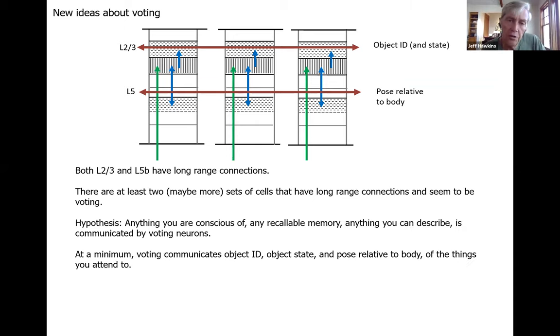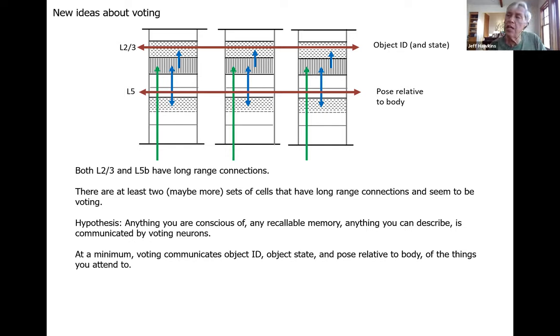And this is really interesting because we've talked about voting in terms of object ID. That's how we've described it. Yes, you're voting on the object ID. But that's not what you perceive, right? When I see a coffee cup or touch a coffee cup, I don't just perceive coffee cup. I perceive its pose relative to my body, so I know where it is and its orientation to me. And if the object has some sort of state, like the stapler, I also perceive the state. I perceive the stapler is open or closed, or this app is open or that app is open.